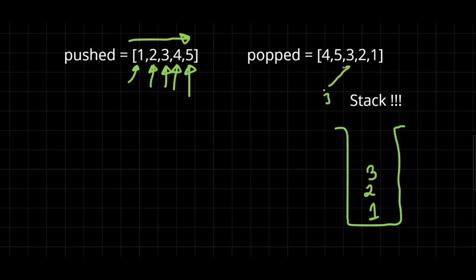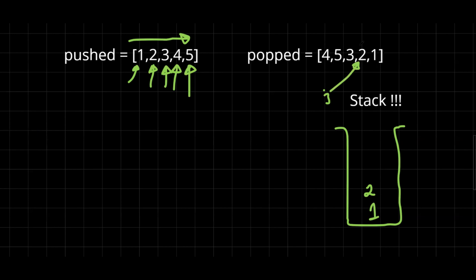So our j is pointing to this element 3. Now again we have to check whether the top element of the stack is equal to the current j pointer or not. So here we can see that the top element of the stack is 3 and the j pointer value is 3. So we have to remove the top element from the stack and we have to update our j pointer. Now our j is pointing to the element 2.